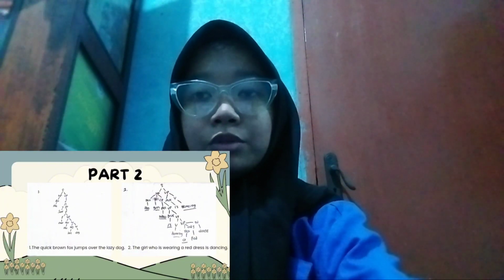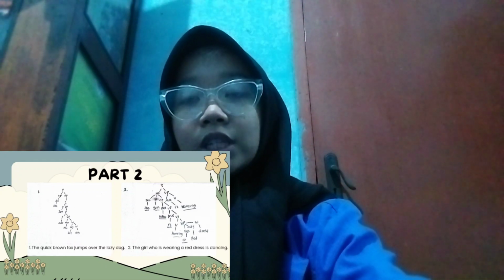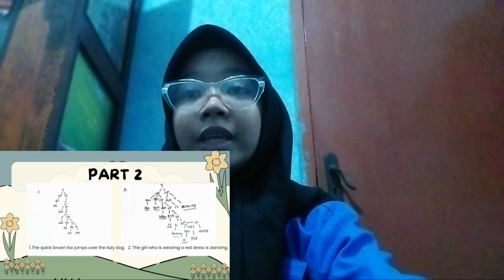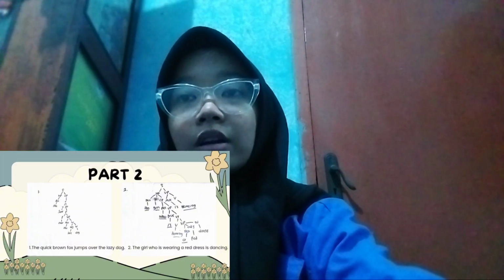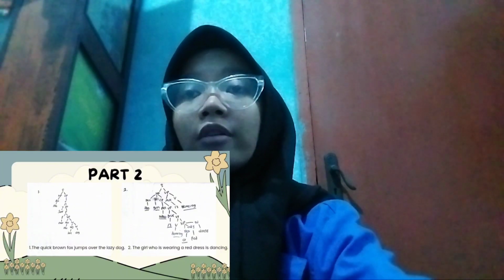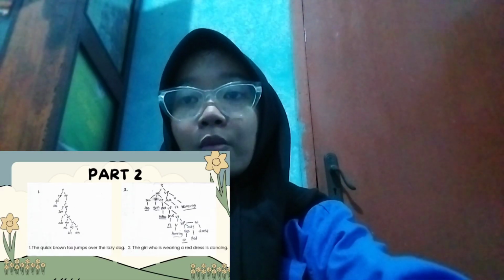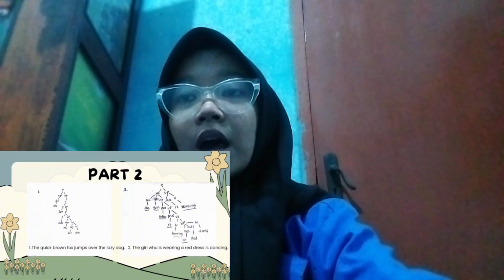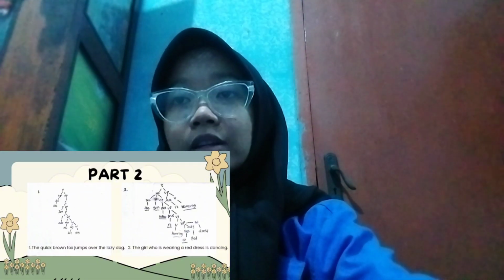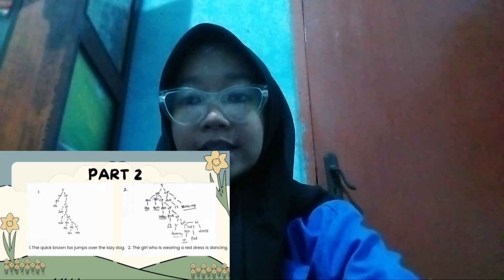Sentence number two is: the girl who is wearing a red dress is dancing. So the sentence tree is S, NP, that the, and girl, CP, relative who, VP, is, VP, V wearing, NP, that, with adjective red and dress. VP, aux is, V dancing.